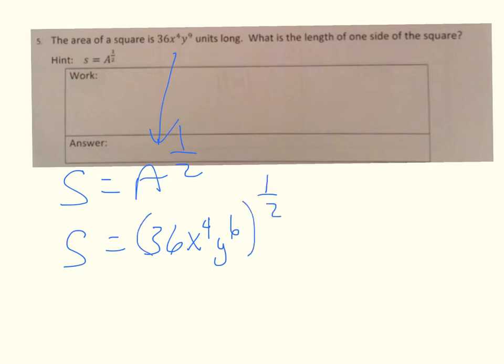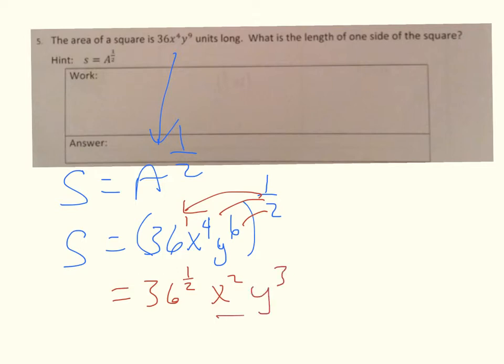Now, remember, when you raise a power to a power, you multiply. So this might be easier for you. I'm going to take that power. The power of 36 is 1. So 1/2 times 1 is 36 to the 1/2. Half of 4 is 2, so you get x squared. Half of 6 is 3, so you get y to the 3rd.